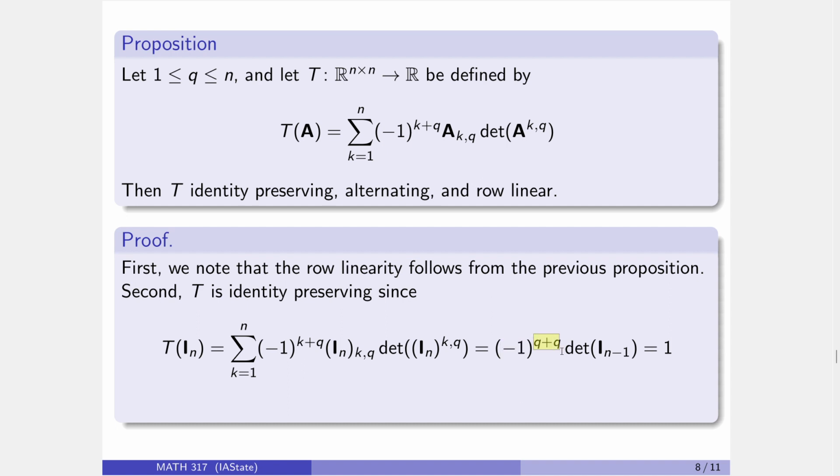Here we'll have negative 1 to the q plus q, so that's negative 1 to an even number, which means that it will equal 1. And if you delete the qth row and qth column of the n by n identity matrix, you'll get the n minus 1 by n minus 1 identity matrix. And of course, the determinant of that is 1. All right. So the only thing we actually have to verify is the alternating property. And with that, we're happy.